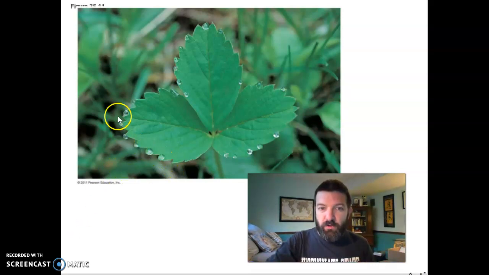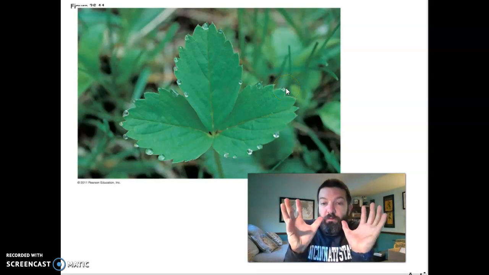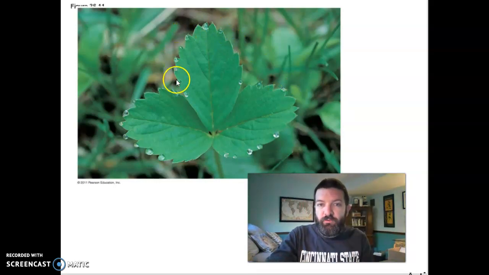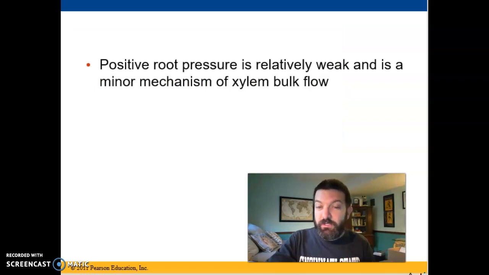As you can see, the water's only on the edges of the leaves, at the ends of where the veins are, the vascular cylinders. This is because water has been pushed up from the roots, and it drips out here just a little bit. Again, this is called guttation, and it's from root pressure. That said, while this does happen, it's a relatively weak force in terms of bulk flow of fluid through the xylem. The bigger force has to do with transpiration.